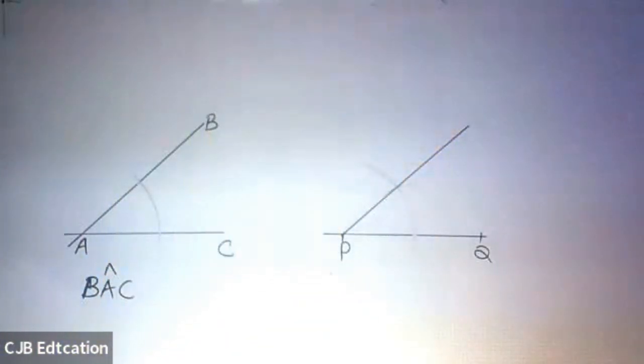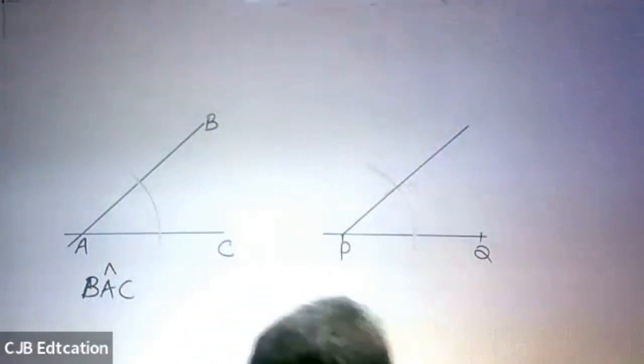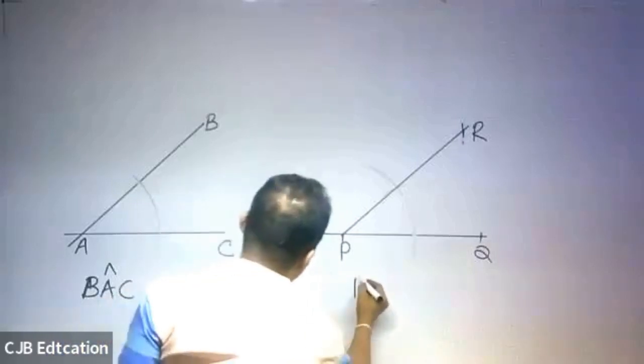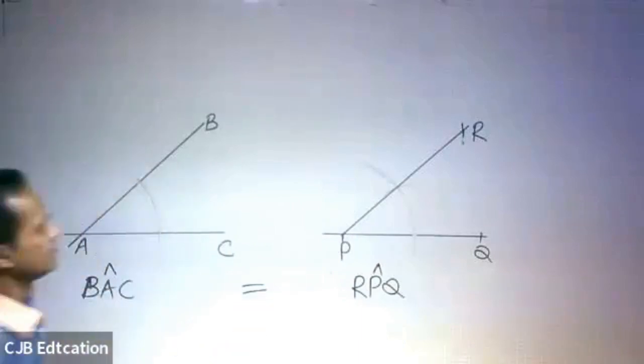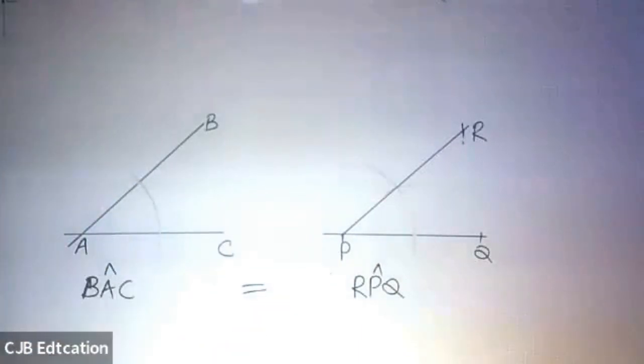Now is that clear? Both are equal in magnitude now. Is that clear? Yes, sir. Right, then PR, PQ. Right, both are equal. Now is that clear how we can copy the angle given? Yes, sir. Right. We'll see this example construction. Right. Example construction here.